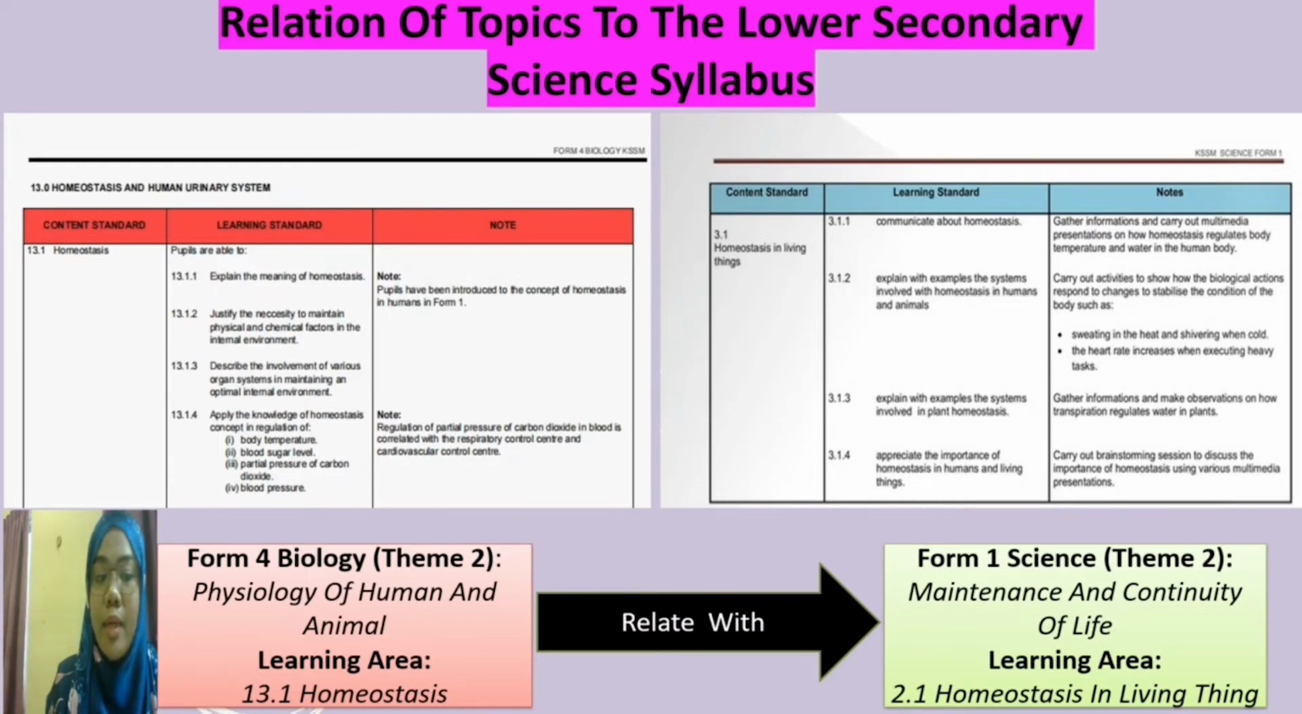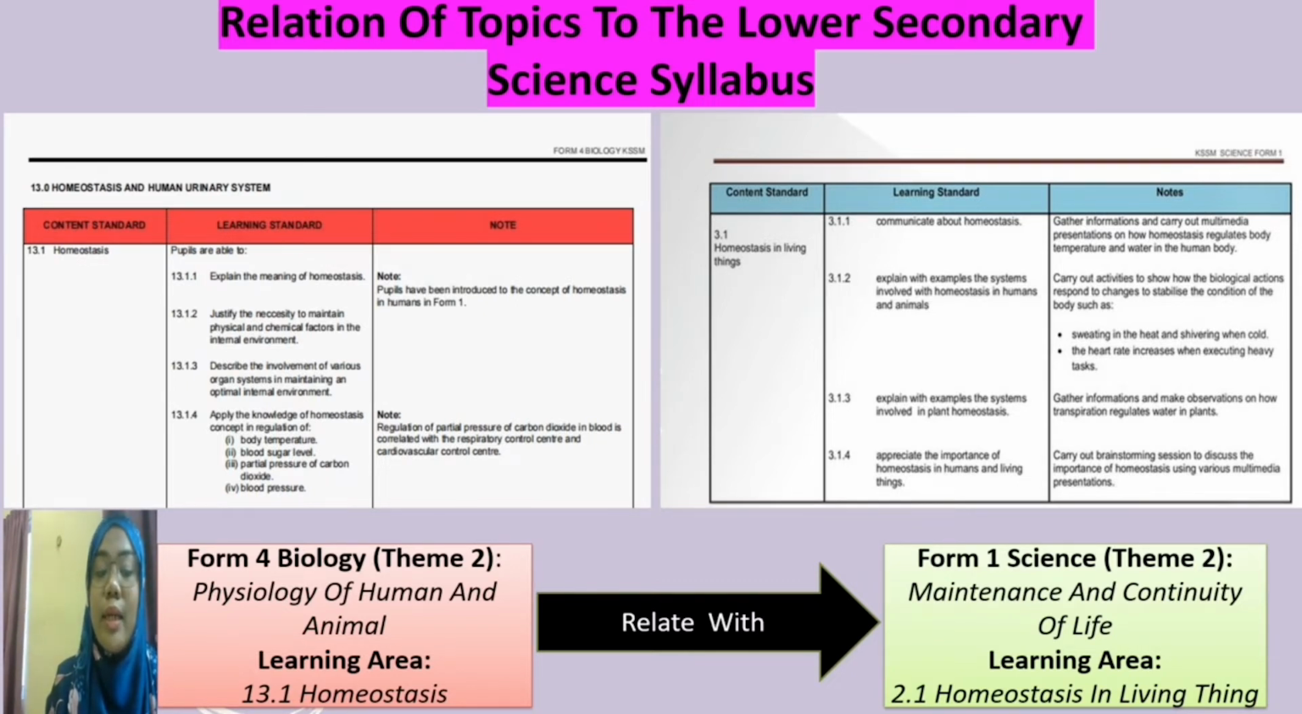According to the SKP, Form 4 Biology, Chapter 13, Homeostasis and Human Urinary System, but we focus more on 13.1, which is homeostasis. In this topic, students are able to explain the meaning of homeostasis. They can also justify the necessity to maintain physical and chemical factors in the internal environment. Students are able to describe the involvement of various organ systems in maintaining an optimal internal environment.